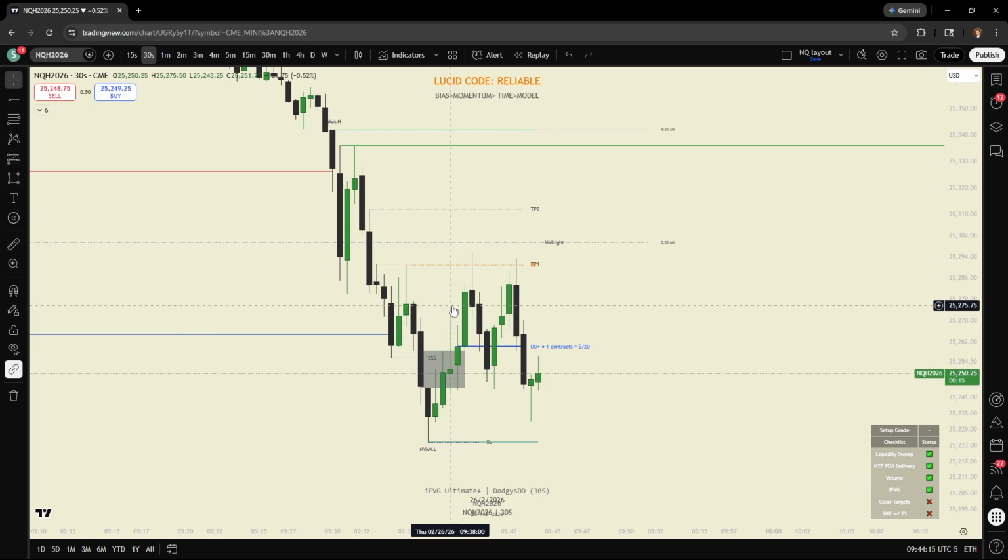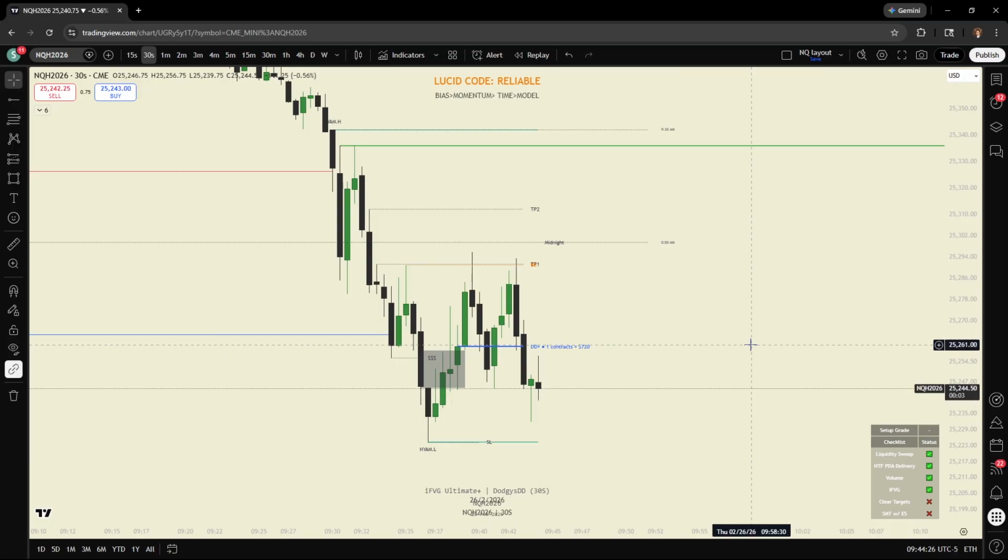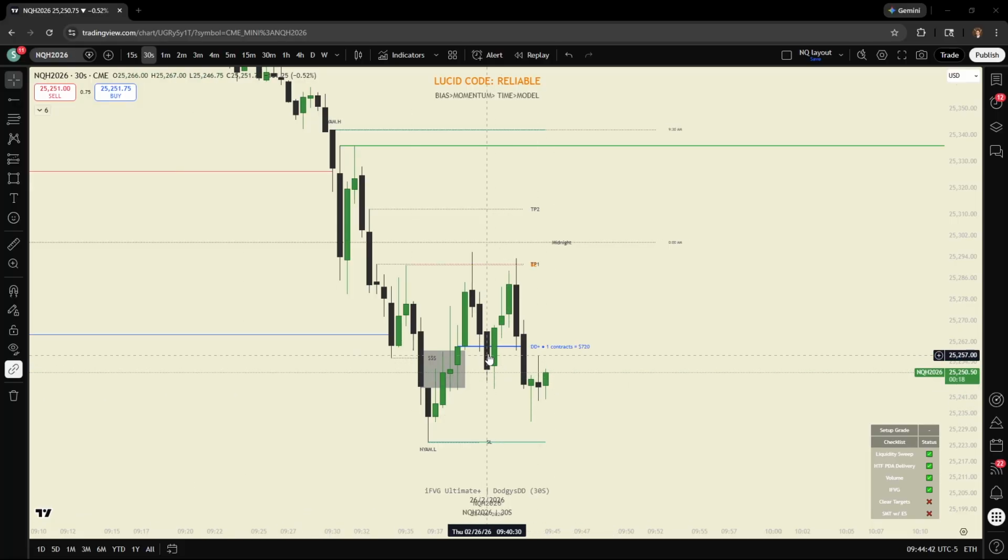So why was this long setup not as good as the first one? The 30 second one? That's for chat. I already know the answer. SMT? Nah, that's not the reason why. Okay, so no liquidity sweep, sure. We already hit the 3 minute gap. Yeah, that's my reason why.